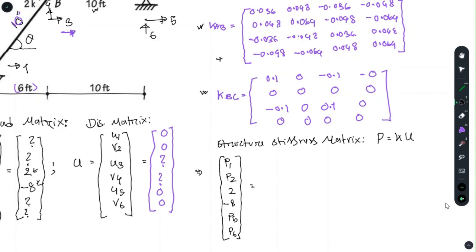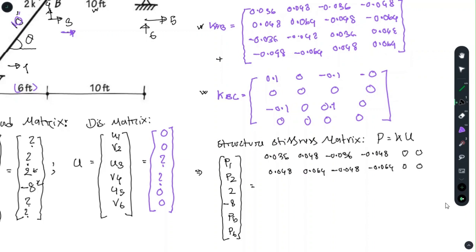For the first row we'll write that as it is. For the second row of k we'll write that as it is. So let's write them. So it would be 0.036, 0.048, minus 0.036, minus 0.048, and the next two entries would be 0 and 0. There is a formula type of thing. I'm not writing that, just follow me. And for the second row of k you'll write that as it is: 0.048, 0.064, minus 0.048, minus 0.064, and the next two entries would be 0 and 0.